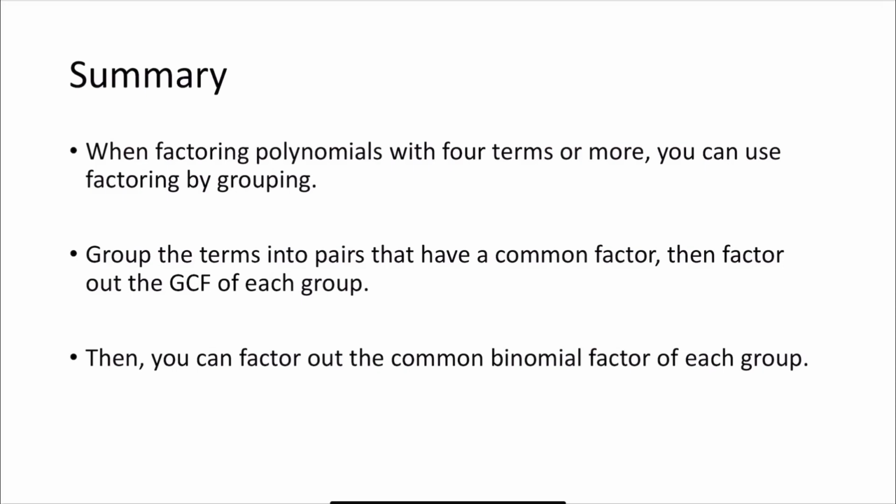So remember, when factoring polynomials with 4 terms or more, you can use factoring by grouping. You're going to group the terms into pairs that have a common factor and then factor out the GCF of each group. Then you can factor out the common binomial factor of each group.